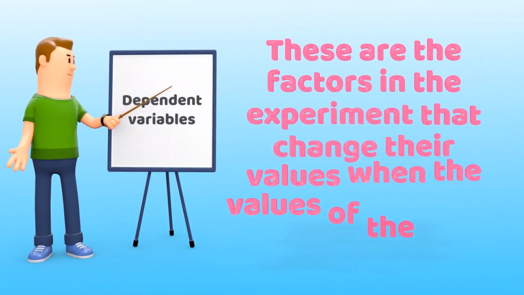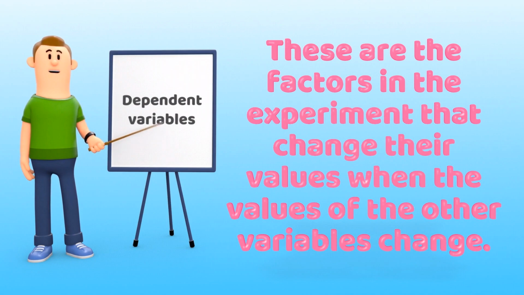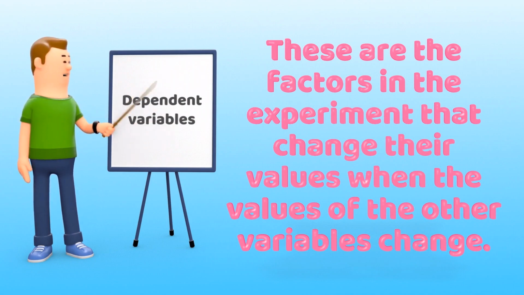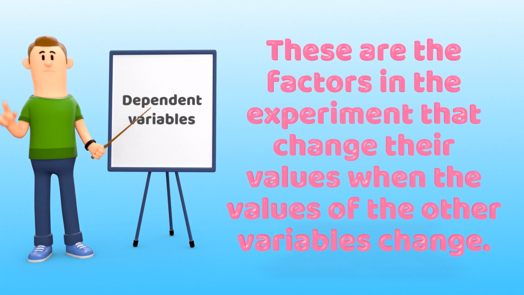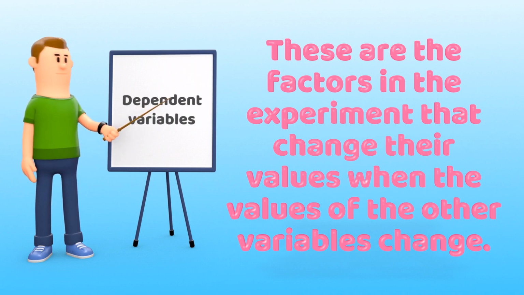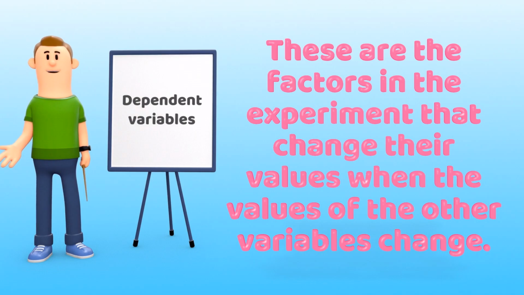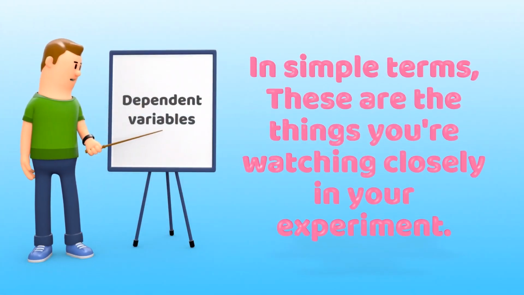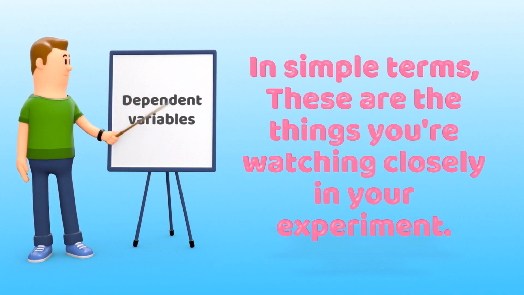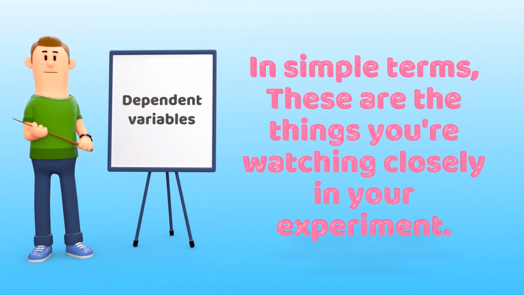Let's start with the dependent variables. These are the factors that can change their values when the values of other variables change. They are dependent. In simple terms, we can explain dependent variables as those things which you are watching closely during your experiment.